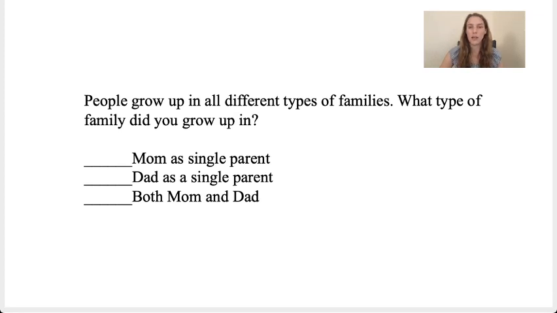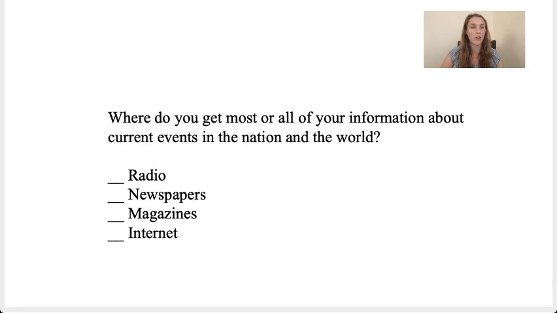People grow up in all different types of families. What type of family did you grow up in? We have a few options here. This one's just embarrassing, right? Mom is single parent, dad is single parent, both mom and dad. We know there are many more family structures in this. Grandparents, aunts and uncles, foster care, adoptive parents. All right, so this one's no good. We want to make sure we're giving enough options.